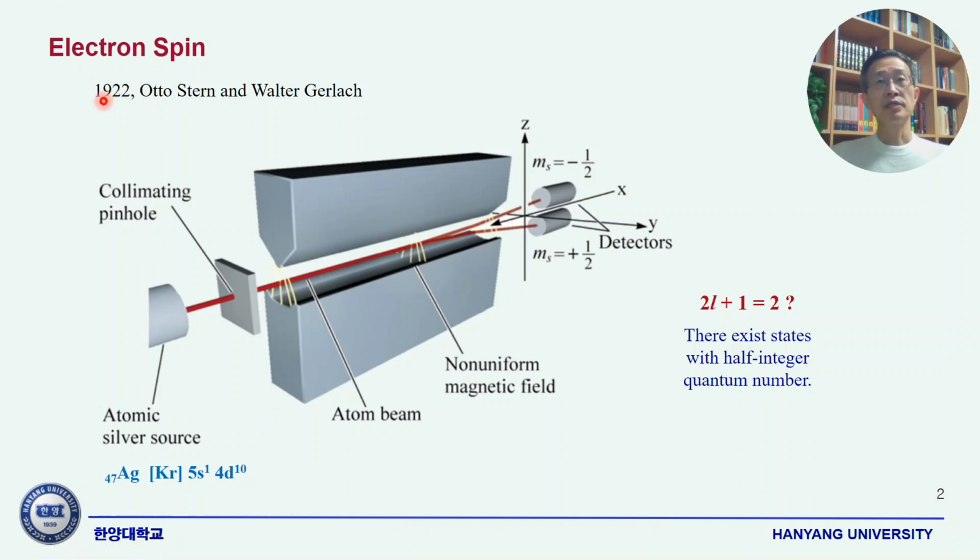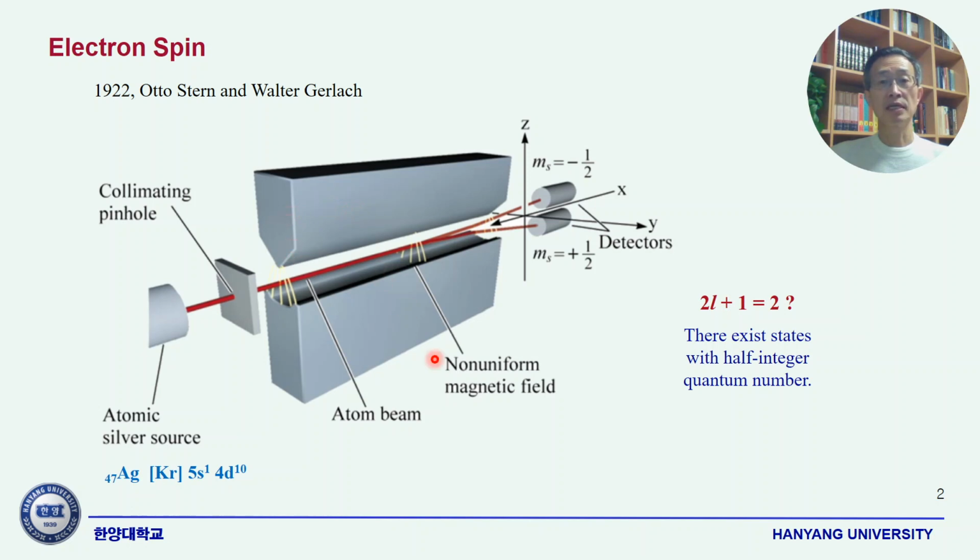About the spin, in 1922, Otto Stern and Walter Gerlach did this experiment. They first made atomic silver, maybe just by heating or something. They evaporated silver to make a silver atom, and then sent it through a collimating pinhole into the vacuum. So this makes the silver atom beam, and it passes in between magnetic poles.